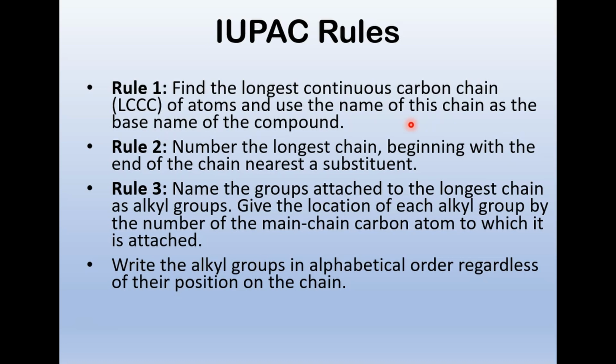What is a substituent? That's something stuck on the chain. That's why you want to learn the alkyl groups, because you might have something that's called 3-methylhexane. That means carbon number 3, there's a methyl group. Give the location of each alkyl group by the number of the main chain carbon to which it is attached. Write the alkyl groups in alphabetical order, regardless of their position on the chain.